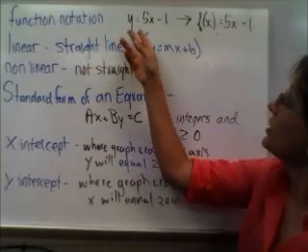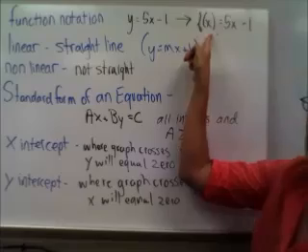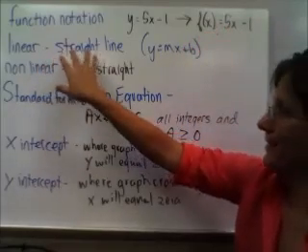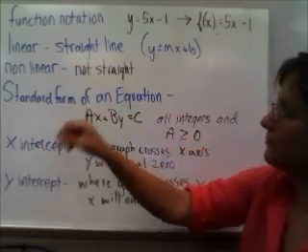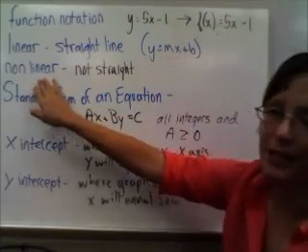Function notation is another way to write y equals 5x minus 1. You can replace that with f of x equals 5x minus 1. Linear means a straight line. A linear function can be written like this. Nonlinear means not straight.